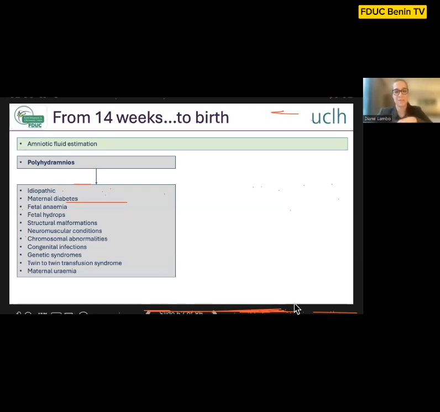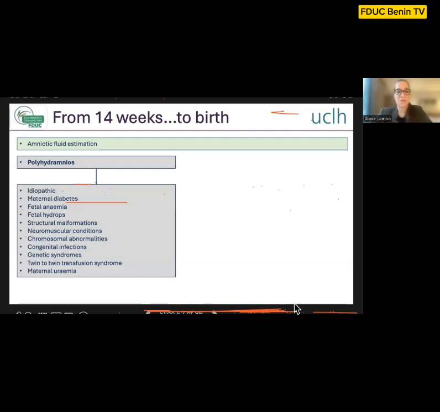Congenital infections, a similar mechanism, or anything that causes a fetus to swallow less, again, will result in polyhydramnios. So that's neuromuscular conditions, structural malformations like neck malformations, facial malformations, intestinal obstructions like duodenal atresia. And thirdly, anything which causes a hemodynamic fetal circulation, so that's your fetal hydrops and your fetal anemia. These are the causes of polyhydramnios.